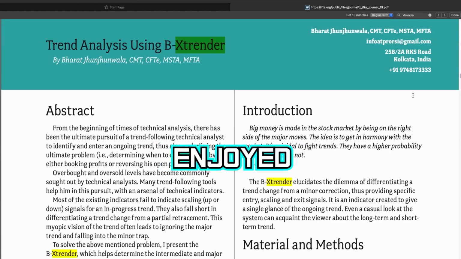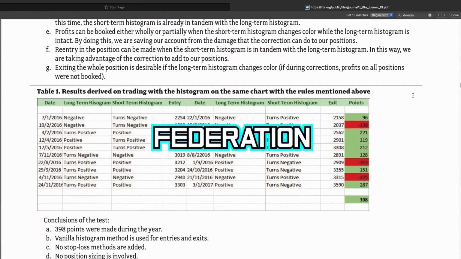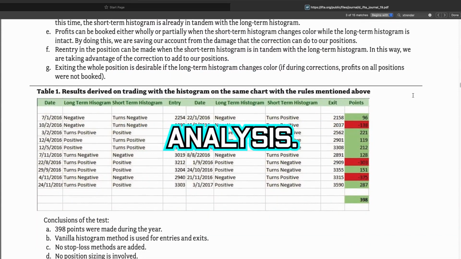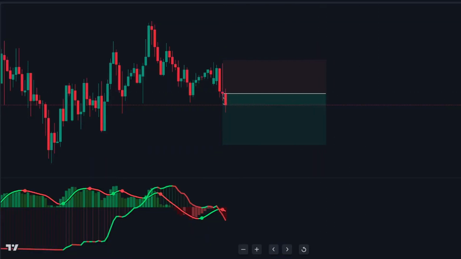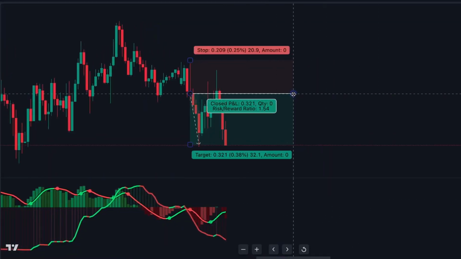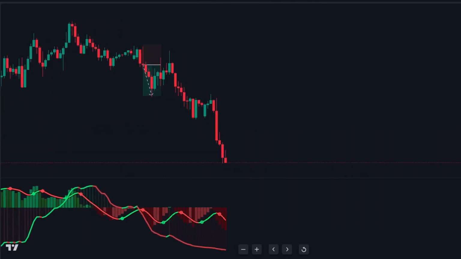I hope you all enjoyed this video on the B-Xtrender indicator, a system developed and tested by the experts over at the International Federation of Technical Analysis. As mentioned earlier in this video, pairing this indicator with your technical analysis can help significantly with improving your win rate and profitability, as oscillators are just one part of trading.